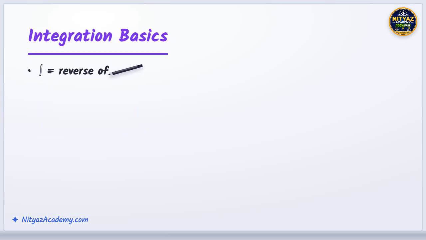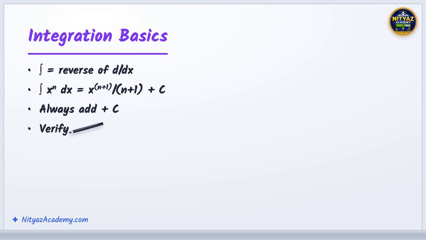To sum up, integration undoes differentiation. Use the power rule by adding 1 to the exponent and dividing by the new value. Never forget the plus c, since constants vanish under differentiation. And the best habit in all of calculus: check your integral by differentiating it. If you land back on the original, you're correct.